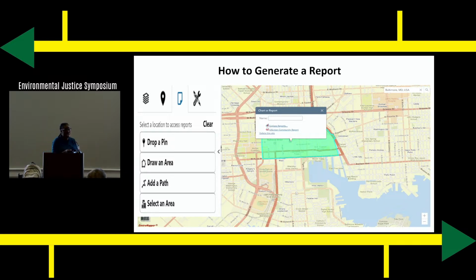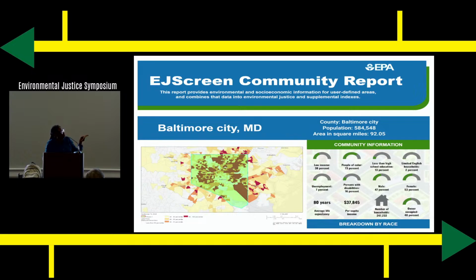You can draw an area. Maybe it's not a census tract, you just want to look at a small area, so you use your mouse and draw that area. It generates reports for that area. And you can drop a pin, just a dot, on a spot, maybe a building or something. Just drop the pin, and it gives you the report for that place. Then you have the community report.